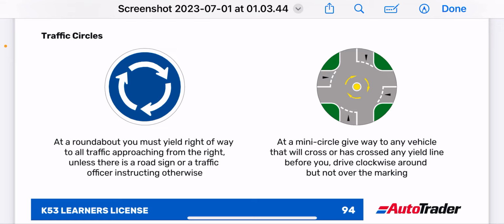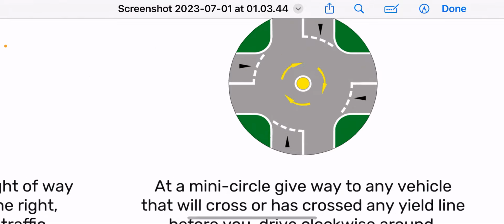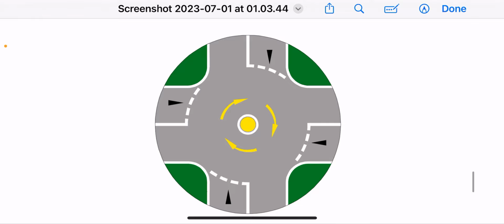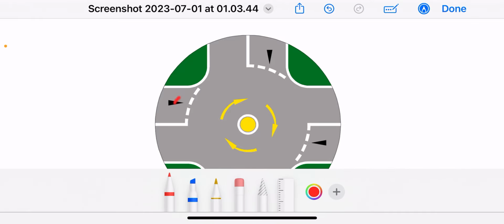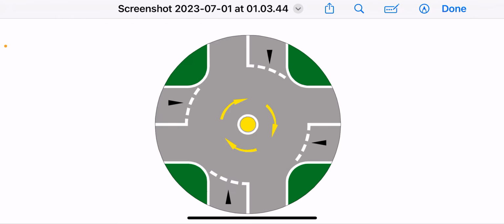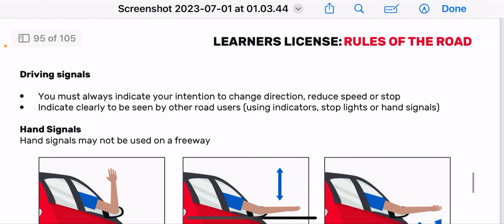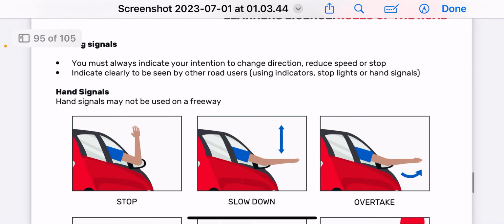And then mini circle. At a mini circle, give way to any vehicle that will cross the yield line before you. Remember, we said this is the yield line. That is the yield line. So any vehicle that crosses that line first before you, it has the right of way. Then we get to hand signals.